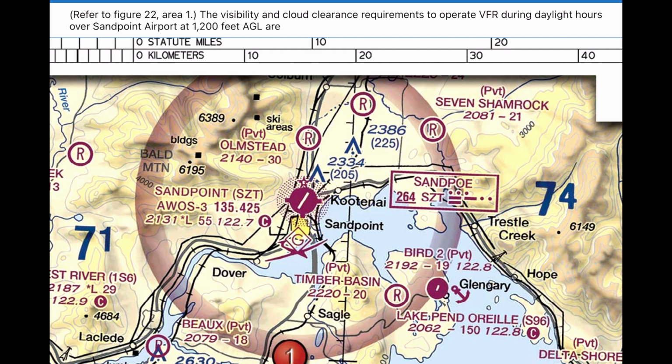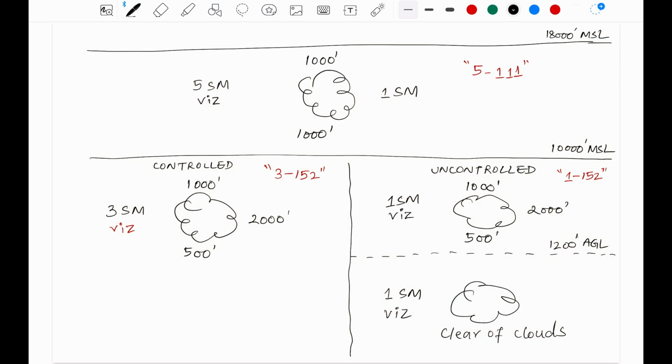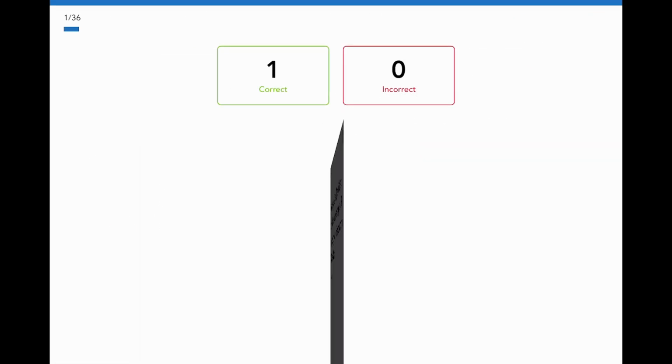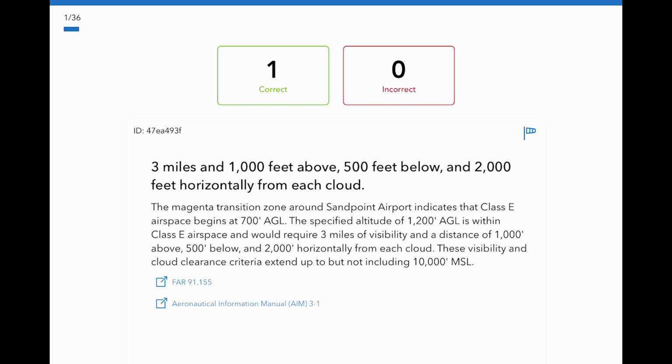The question says 1200 feet AGL. At 1200 feet AGL, we are in Class E airspace, and Class E airspace is controlled. So controlled airspace means we are in the left-hand side of our drawing. The daytime VFR requirements are 3 Cessna 152s, 3 statute mile visibility, 1000 above, 500 below, and 2000 feet horizontal. Let's look at the answer. 3 miles, 1000 above, 500 feet below, and 2000 feet horizontally. And the same explanation here is written out in text form.